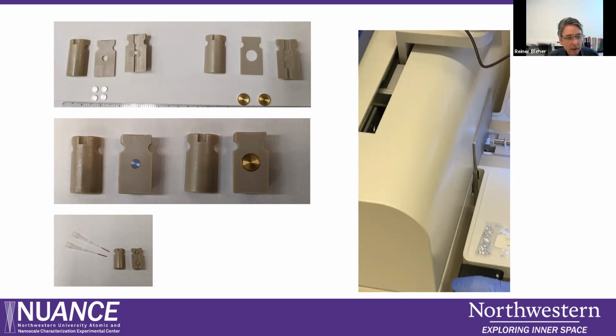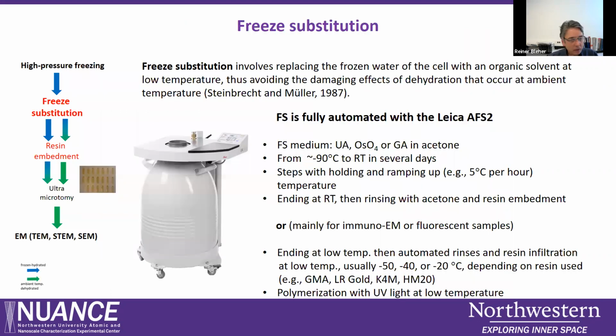And the main route, as I mentioned before, that we process our samples after they are high pressure frozen is freeze substitution. Freeze substitution is a process in which we replace the frozen water of the sample with an organic solvent at low temperature. In this way, we avoid damaging effects that are usually caused by dehydration at ambient temperature. So we have a special device for that, our automatic freeze substitution device, AFS2.